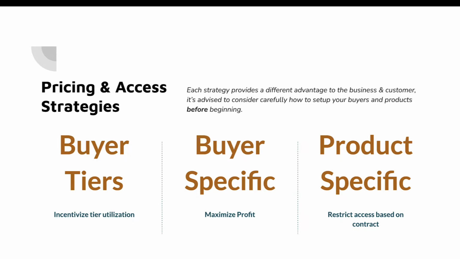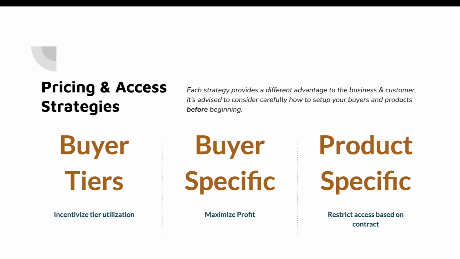So one of the first things I wanted to talk about real quick before we dive into the content here is talk a little bit about pricing and access strategy. So this really comes down to what products can you see and what's the amount for those products. Well, with Salesforce, there's a lot of different ways you can skin this, but the three most common ways that Salesforce talks about, and if you're going into setting up B2B commerce, you'll probably have heard a little bit about it. Those three ways are buyer tiers, buyer specific, and product specific. So let me talk a little bit about each one of these for a second.